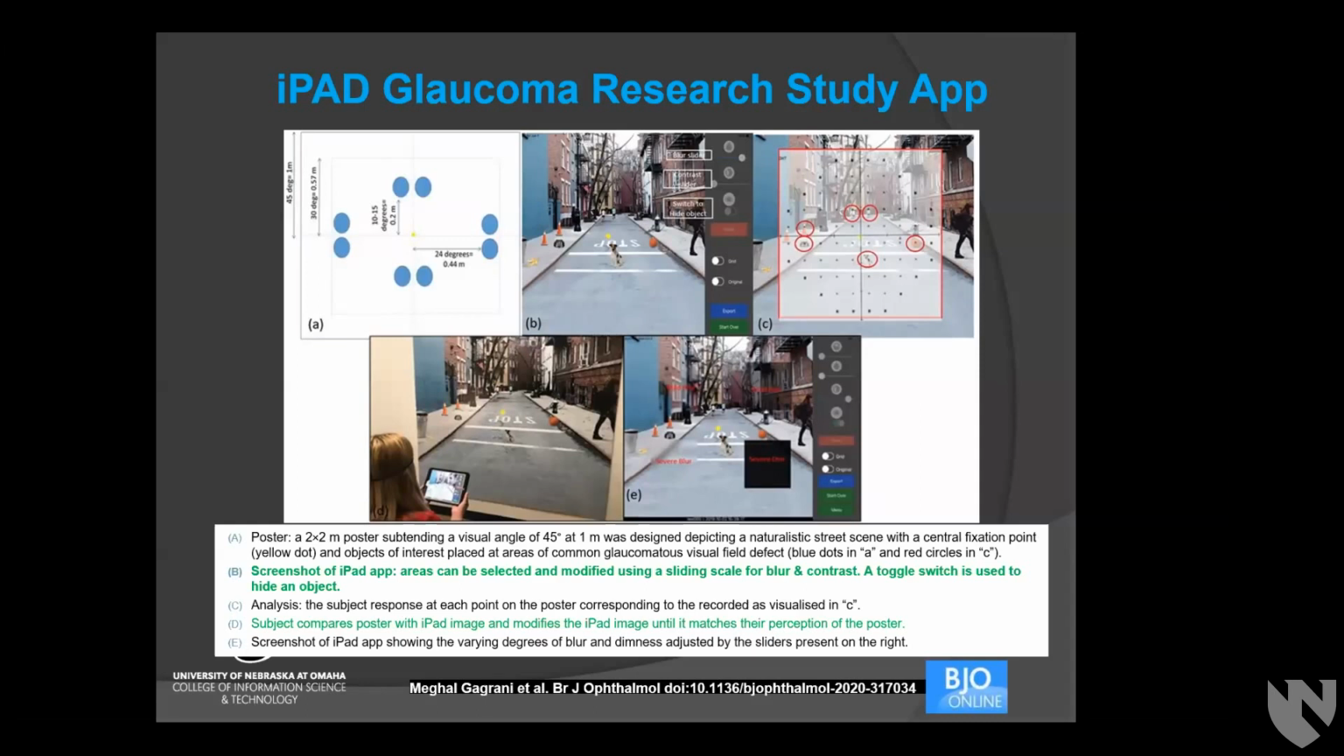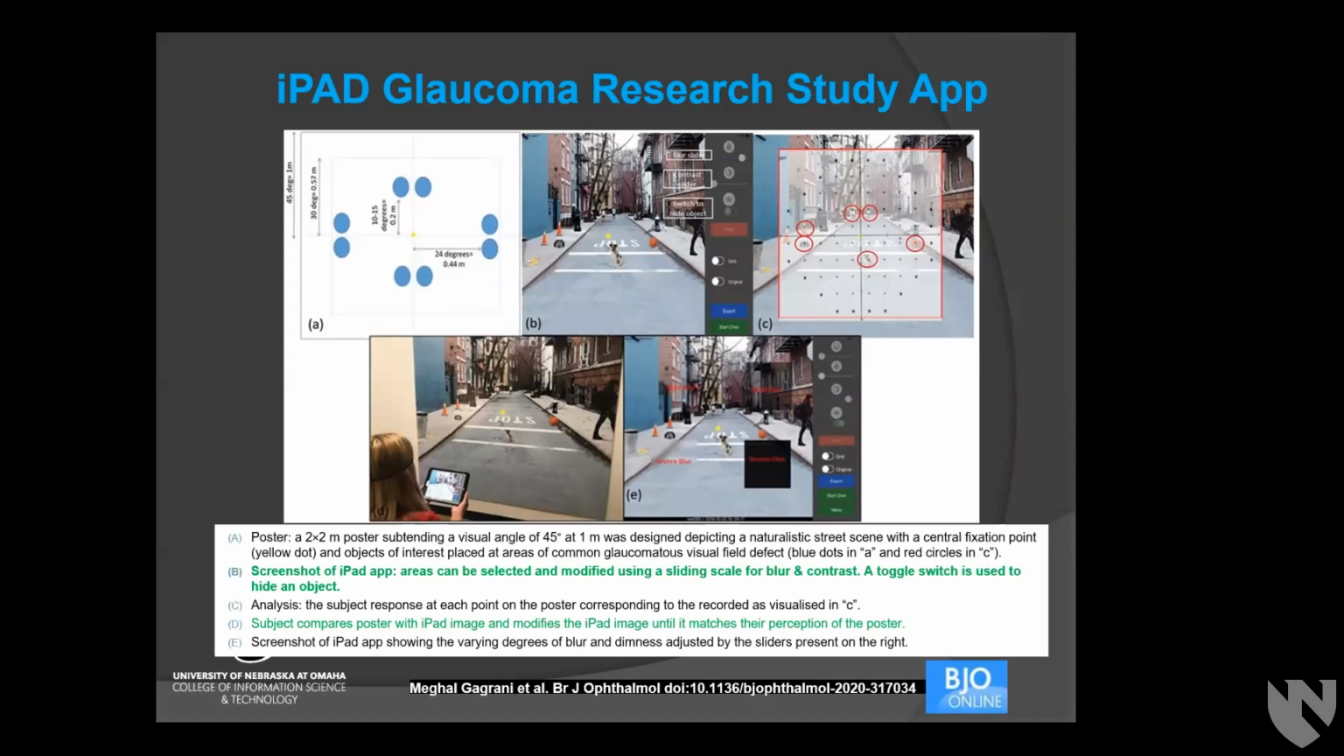So you will see that these A, B, C, D, E images are essentially showing the way the user interacts with this image, with this poster, and then with the iPad. So what we did was we built an iPad app where you can load an image that you're showing to the subjects, and the app provides all these editing features where you can blur and dim areas of the image that are not visible or partially visible to you as a subject.